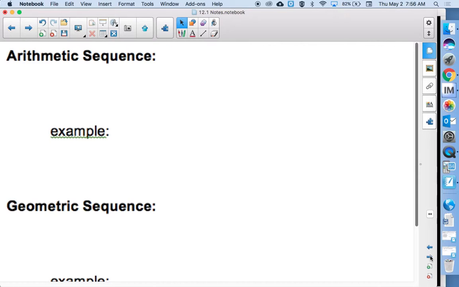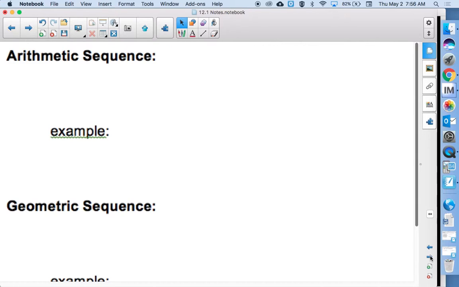There are 2 types of sequences. If it doesn't fall into one of those categories, then it's just a random sequence. Yes, it has a pattern, because it's a list of numbers with some type of pattern, but it doesn't get a special name. So 2 main types of sequences. The other ones just fall into the neither category. They're not one of these, they're still a sequence.